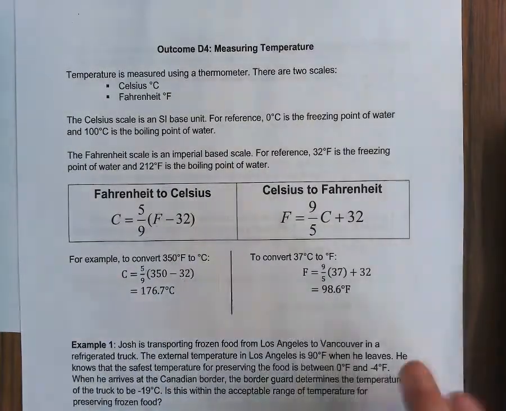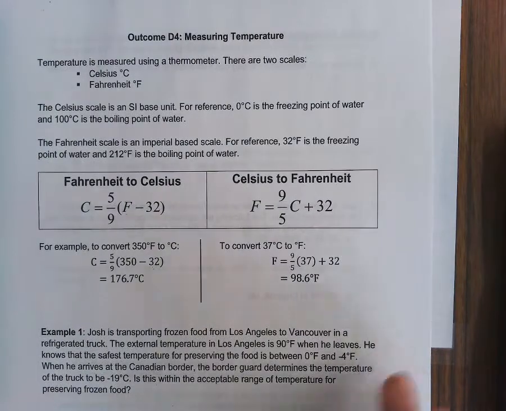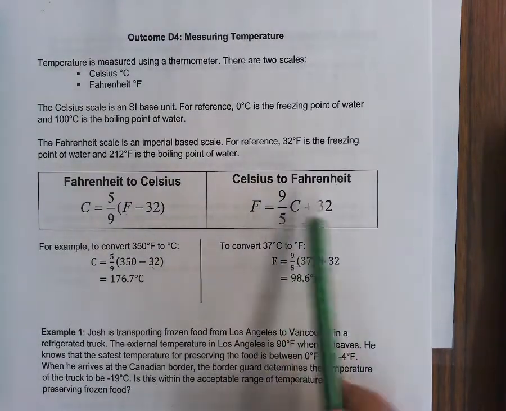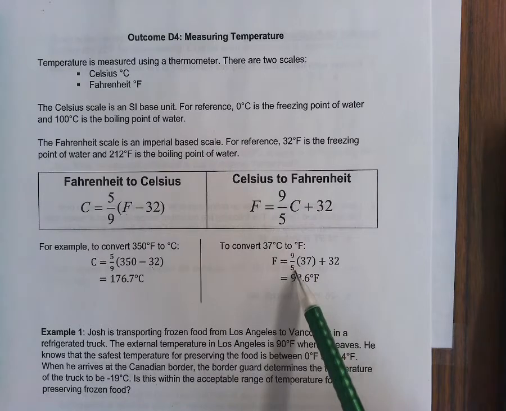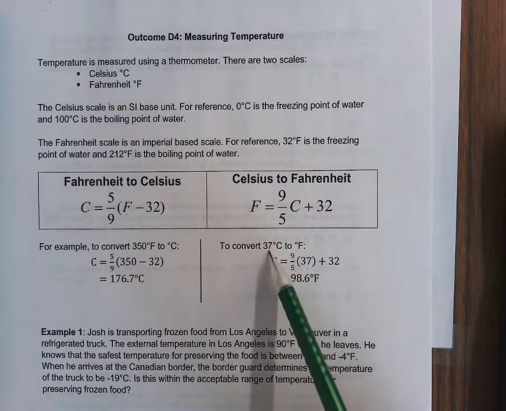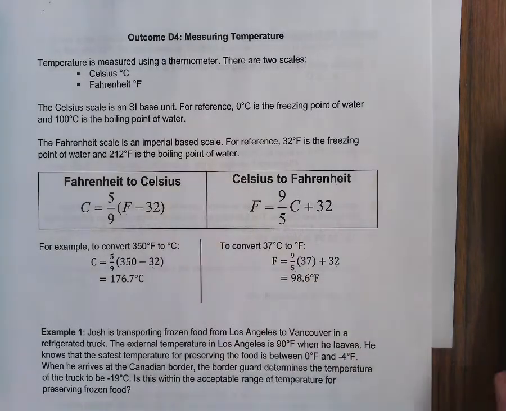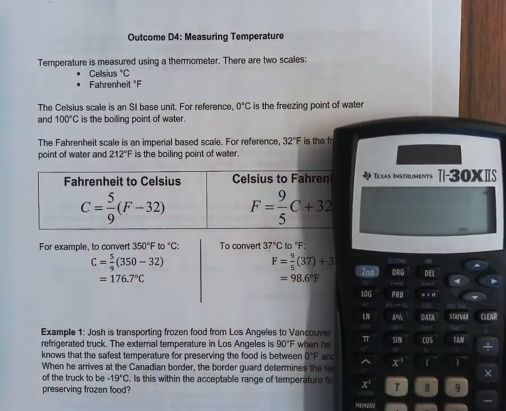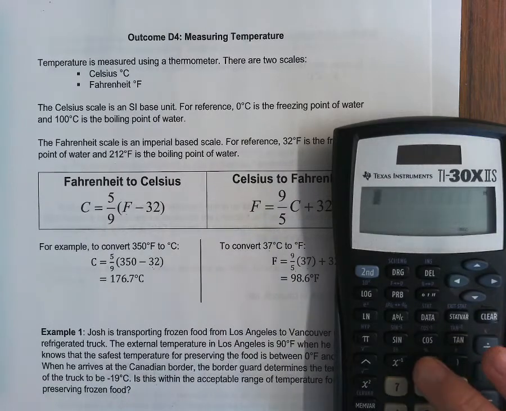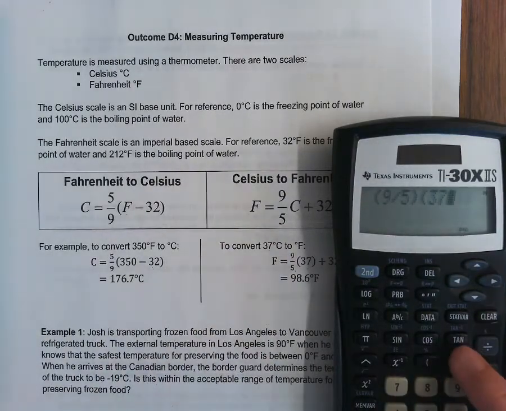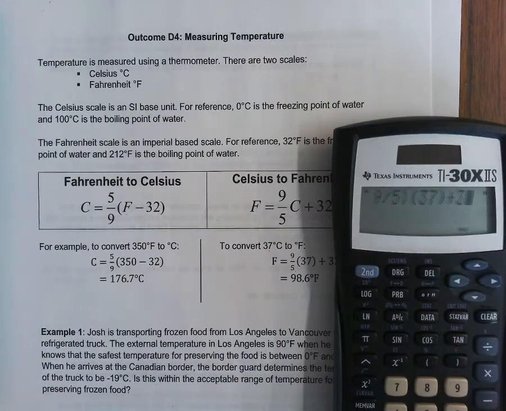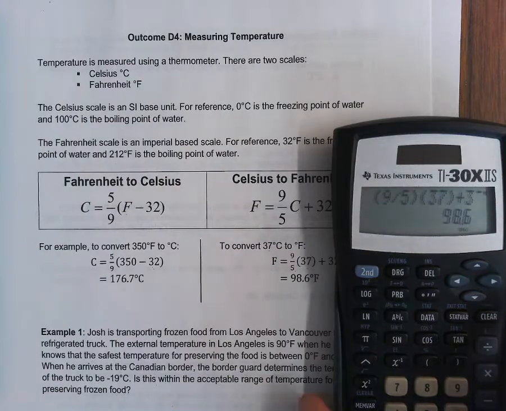If you were going to convert 37 degrees Celsius into Fahrenheit, you would use this formula, which is 9/5 times the degrees Celsius, so 37, and then add 32. And same thing, if your calculator has brackets, this is quite simple to enter in. You would just want to put 9/5 in brackets times 37 and close the bracket, and then add 32 on the end to get 98.6 degrees Fahrenheit.